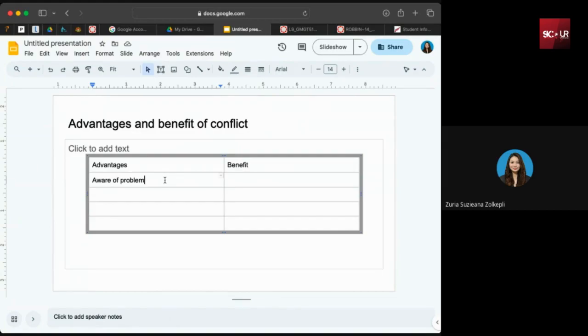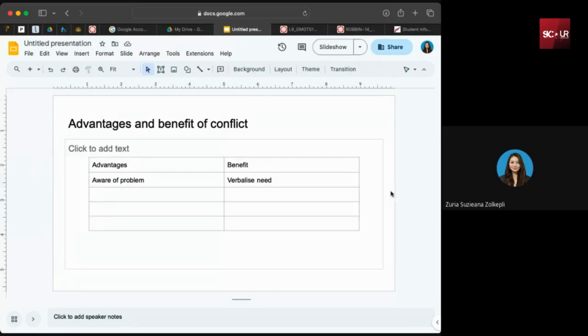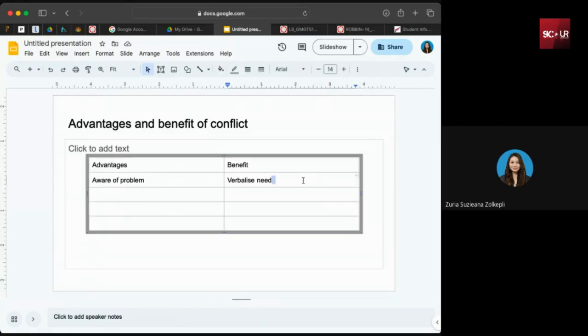Okay, later we are going to take a look at the root cause of conflict and so on. So when we are aware of the problem, the benefit is that during the conflict we can verbalize our needs, right? Because we have problems, so now we have to find a solution. In order for us to find a solution, we have to tell, I need this, I need that, I need you to understand this.